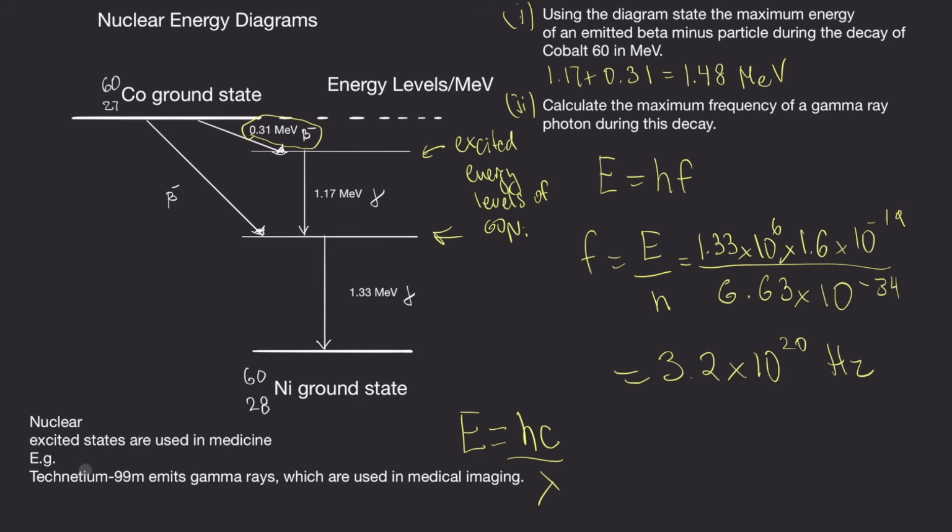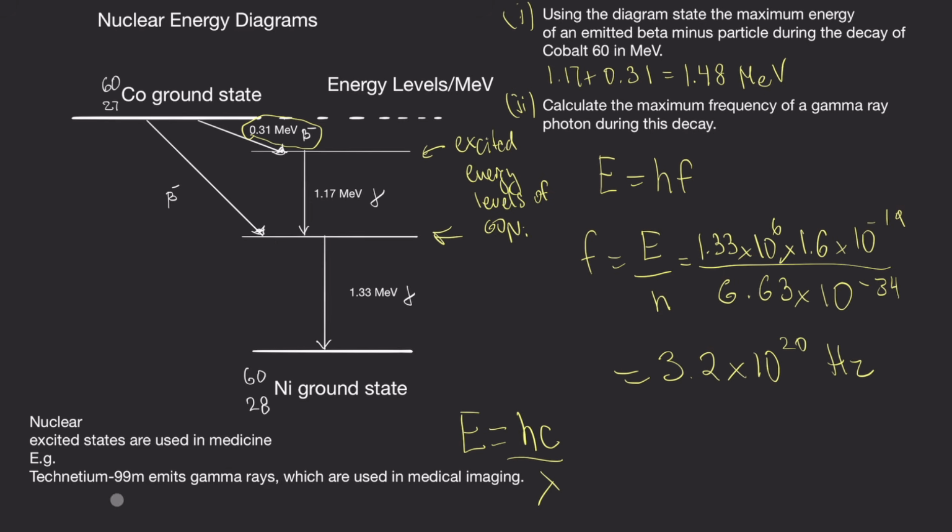We also need to know that nuclear excited states are used in medicine. For instance, technetium-99m emits pure gamma rays via these excited states, which are used in medical imaging. They can pass straight through the body and then they can be detected by a gamma camera.